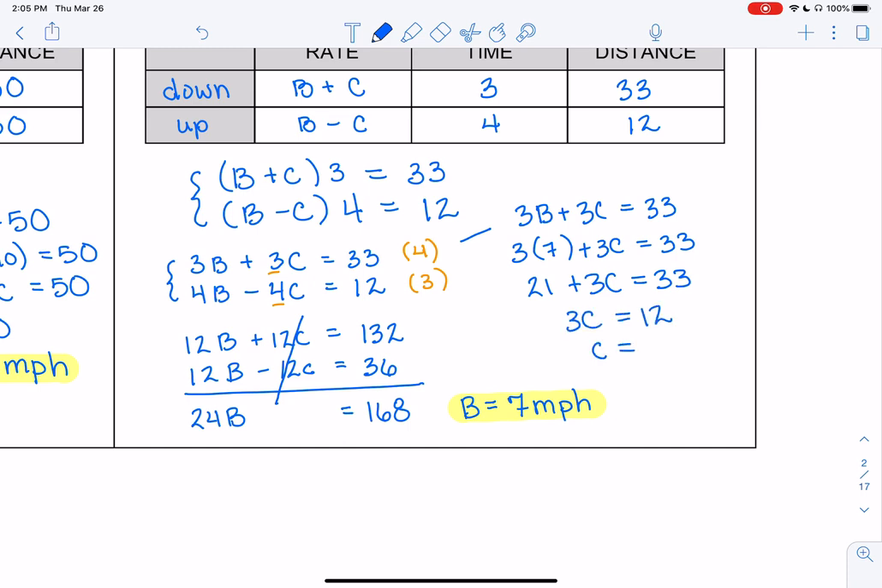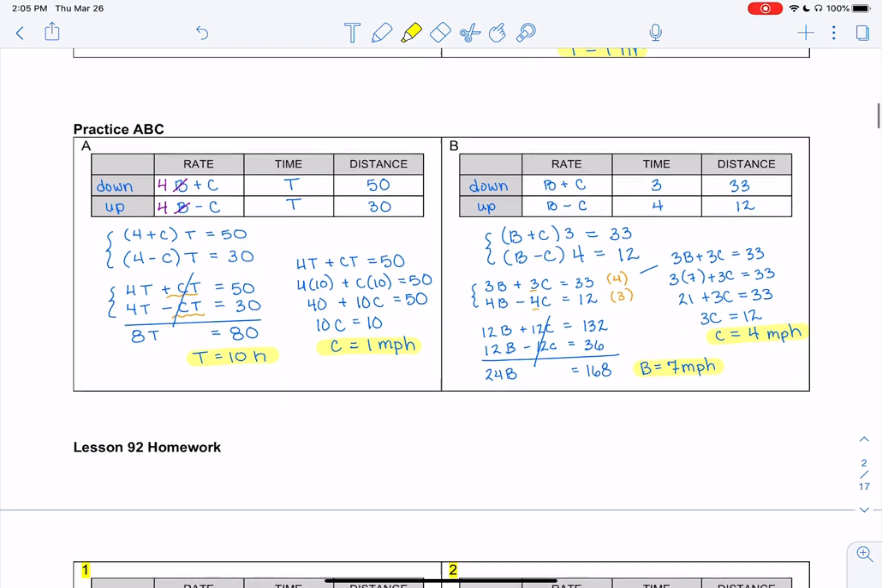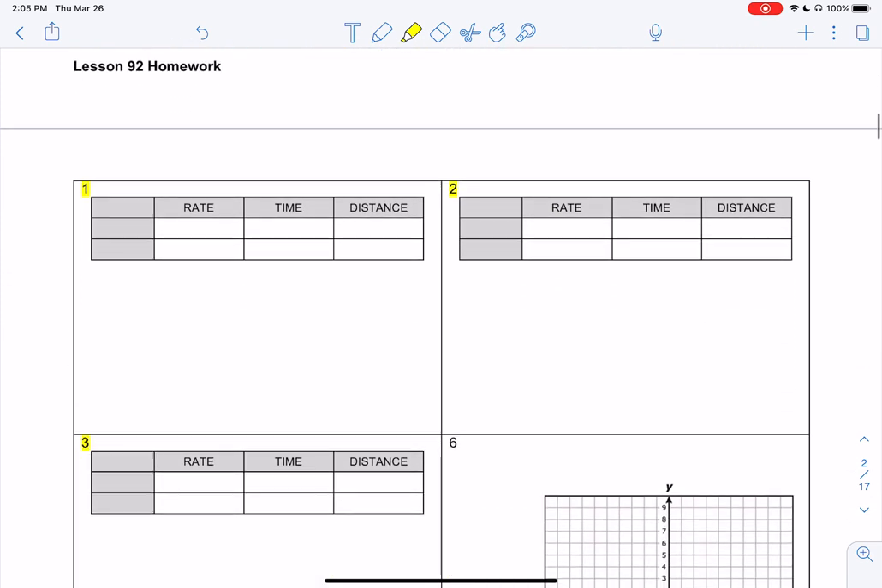Divide both sides by 3. And I get c equals 4. Unit is still miles per hour. So that is the rate of the current. Okay, so that's it for the practice questions. We're going to scoot on over to the homework section.